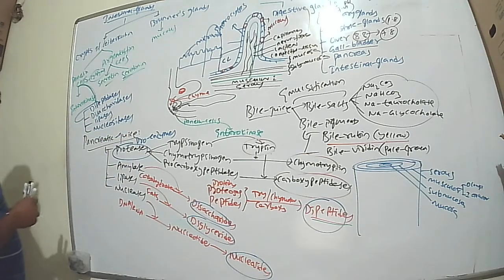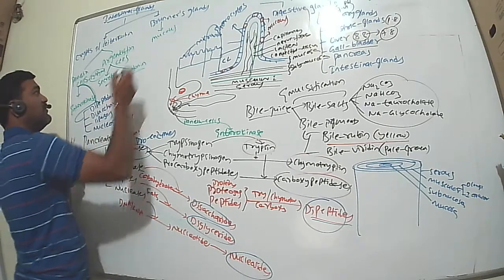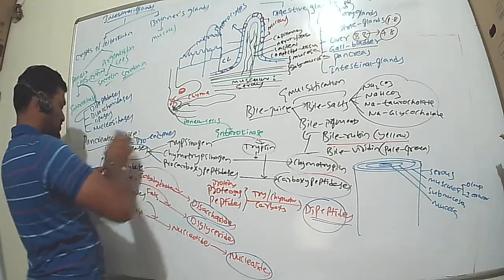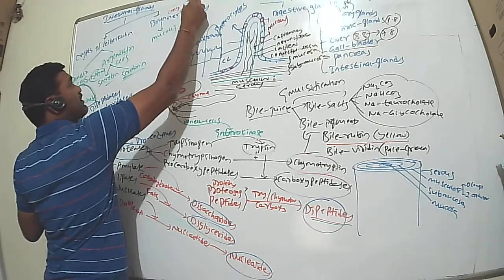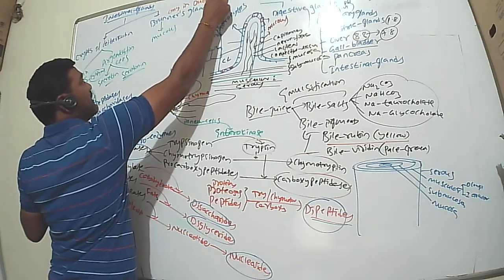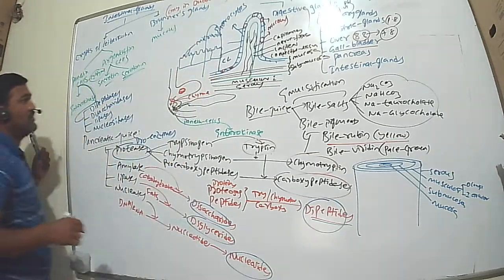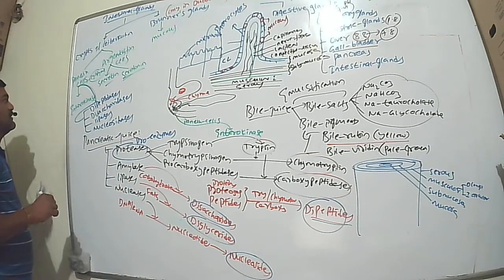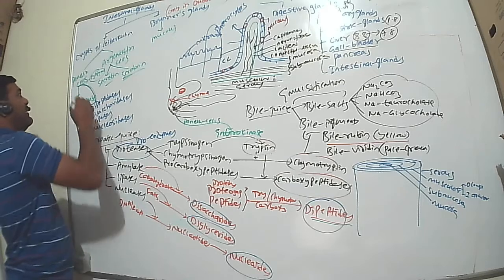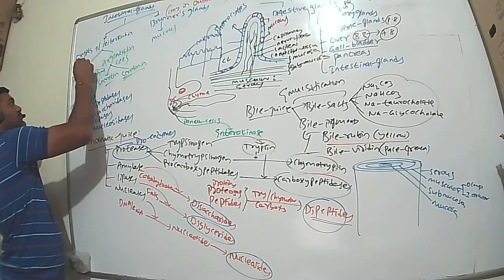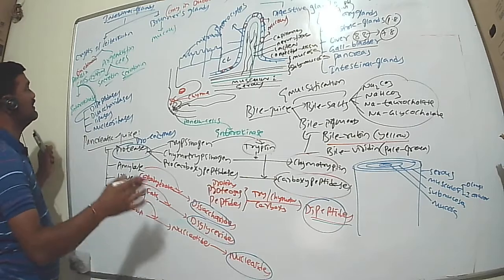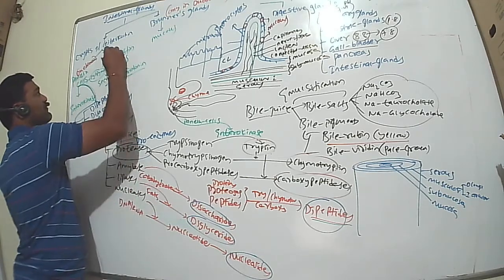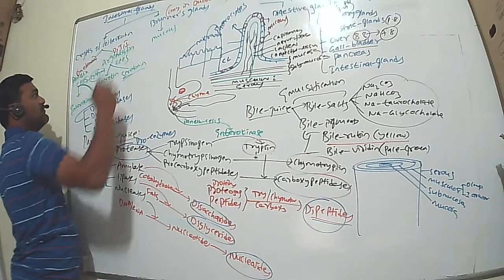But one important point, these Brunner's glands are found only in the duodenum. This is important for NEET. The Brunner's glands are found only in the duodenum. Okay, and Paneth cells are also found in the duodenum. But Argentaffin cells are found throughout the duodenum, jejunum, and ileum, everywhere.